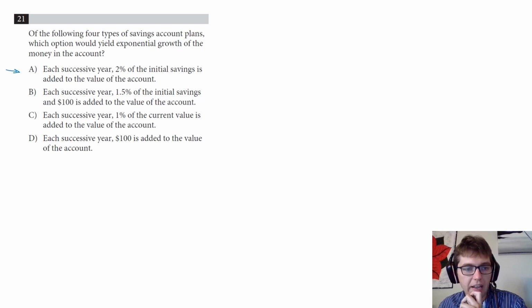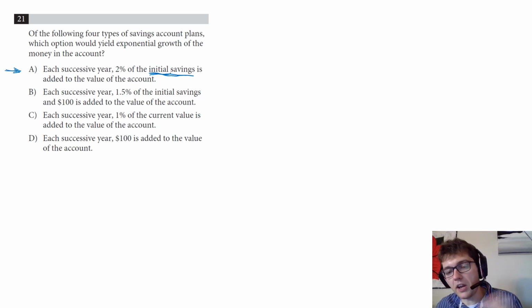So this is only adding 2% of the initial value. Because it's only that initial value and it's not compounding every year, you're not using the current balance, right, which would be 2%, and then the next year you'd get that 2% initial balance plus 2% of the 2% that you got last year. When it says just of the initial, that cannot be an exponential growth. So A is incorrect.